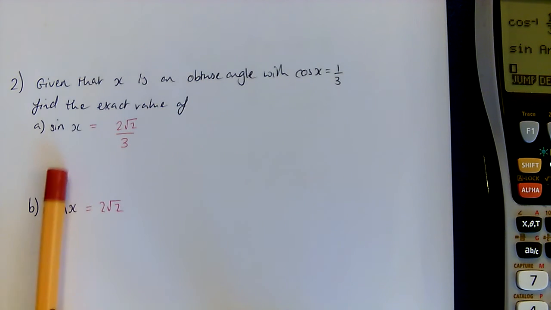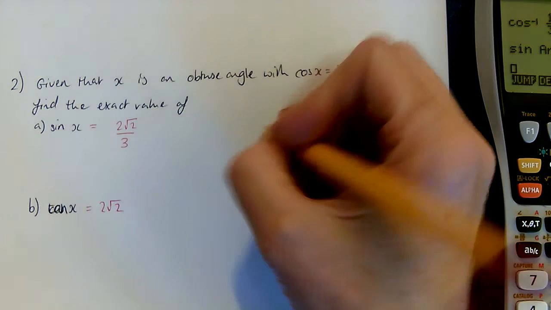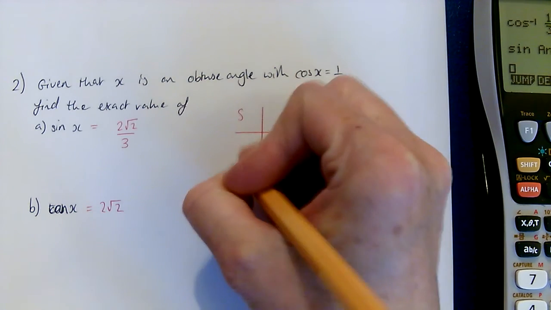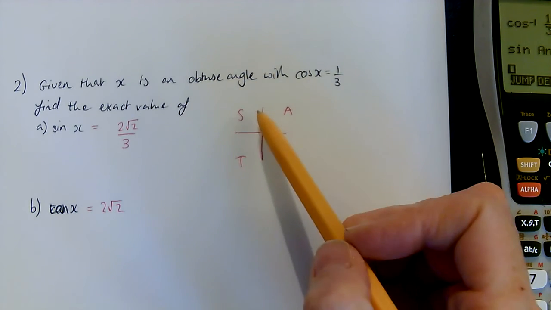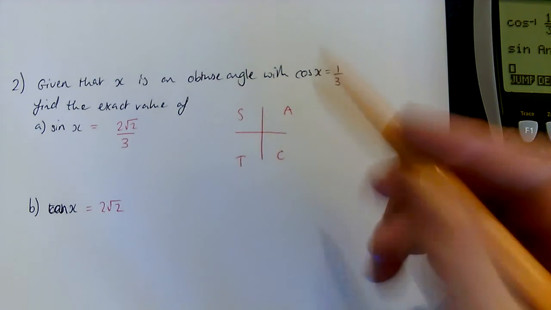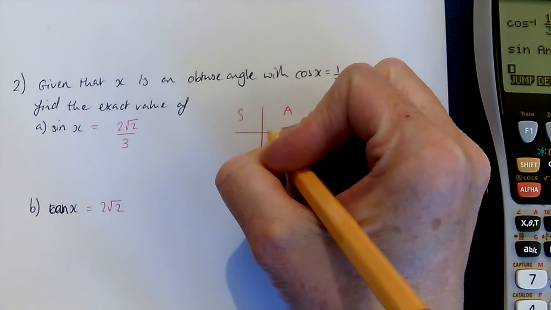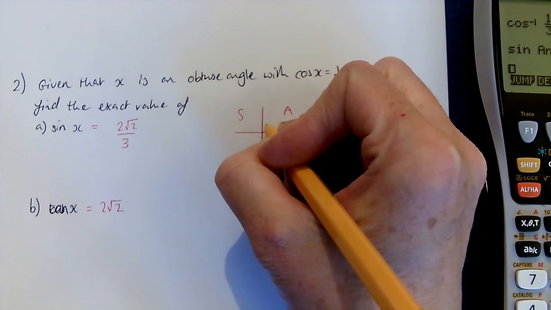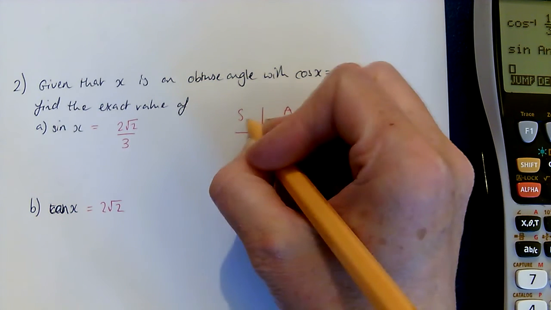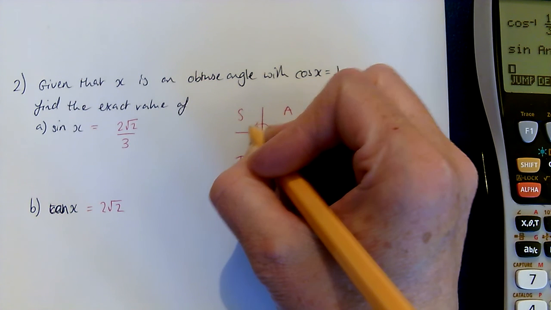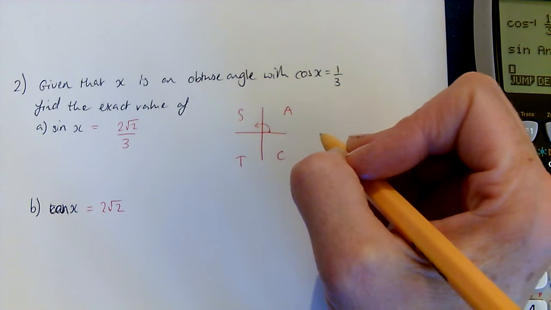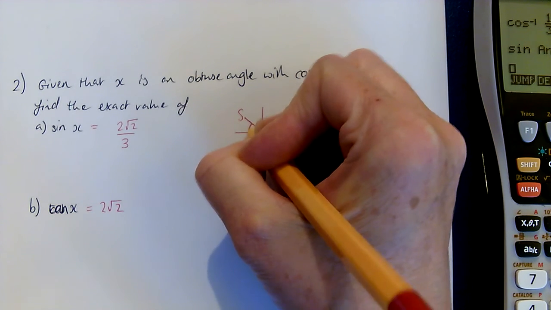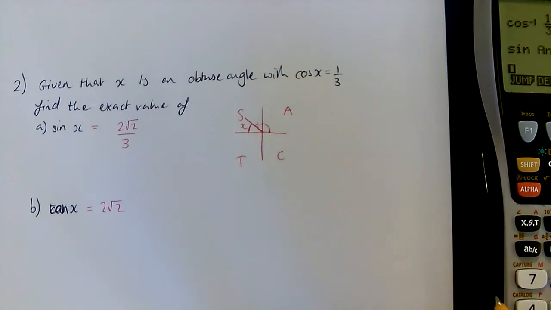Now, how does this obtuse angle business come into play? Well, if we use a CAST diagram, we can see what's going on here. We're told that x is an obtuse angle. So if we measure anticlockwise from the positive x-axis, this gives us positive angles. All the angles in this zone are between 90 and 180, so they're obtuse. I'm going to draw a little stick in there, and my angle x would go in there.